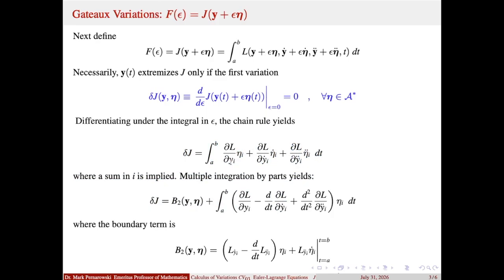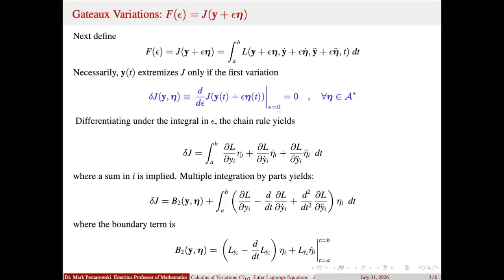Basically, the derivatives of L in all the y components times eta i, derivatives of L in all the y i dot components times eta i dot, and then the derivative of L in the y i double dot arguments times the respective eta i double dot. As before, we're using the Einstein double sum notation. If you see a repeated index, it means a sum. So this would be partial of L in y1 times eta 1 plus partial of L in y2 times eta 2, etc.